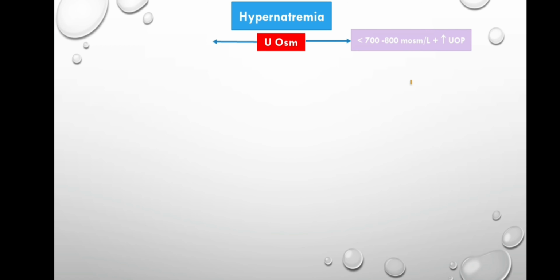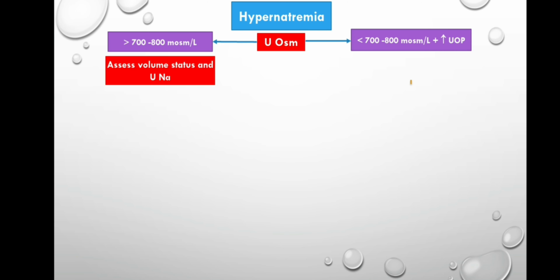So, urine osmolarity: the urine osmolarity may be less than 700 milliosmol per liter, or more than 700 milliosmol per liter. If more than 700 milliosmol per liter, assess volume status and, most important, do urine sodium.